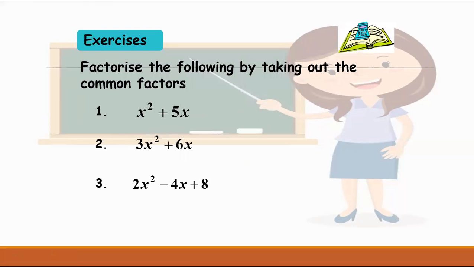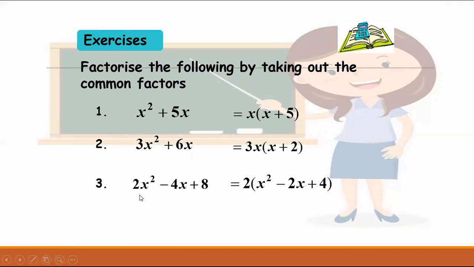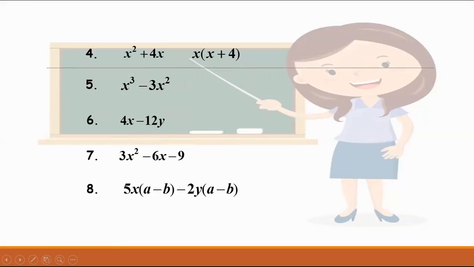Now, we are going to factorize the following by taking out the common factors. x squared plus 5x is equal to x into x plus 5. Similarly, 3x squared plus 6x. Not only is x common, but the number 3 is also common because it divides both the number 3 and the number 6. Then, this one has nothing common except the number 2, which divides all three numbers. You can see the different examples. You may pause the video and solve all the examples, and tally your answers.